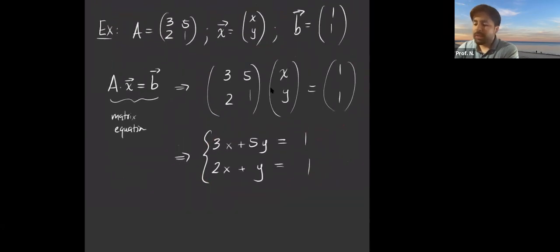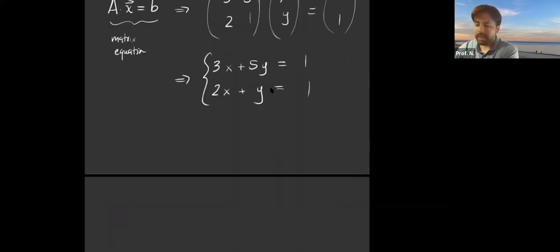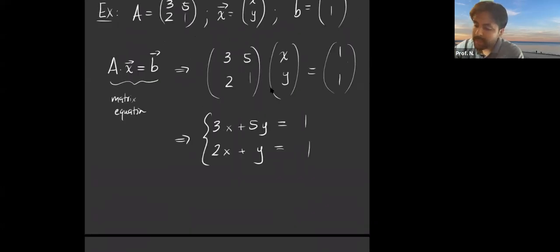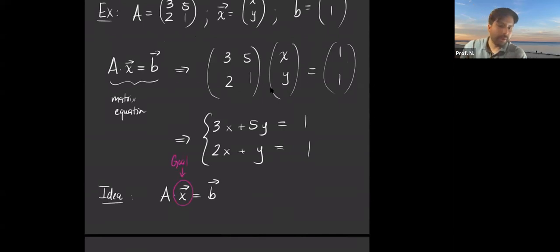Now, I'm not going to be doing the Algebra 1 way of solving it anymore. I'm going to use linear algebra techniques. What's the idea again? The idea is that if you have A times X equals B, what's my goal? I want to find X. That's the goal of most of these algebraic problems. I want to find the variable, the missing piece.